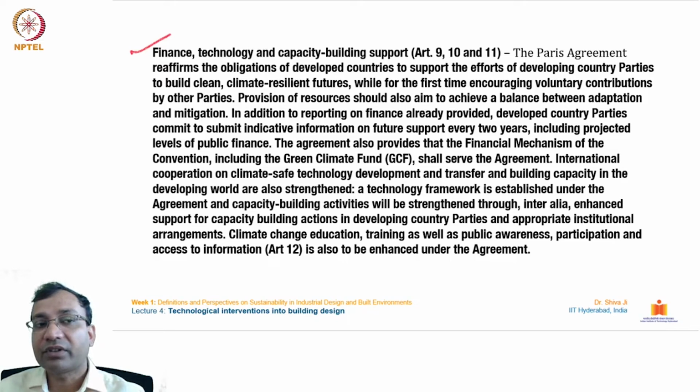Climate change education, training, as well as public awareness, participation, and access to information, Article 12, is also to be enhanced under the agreement.